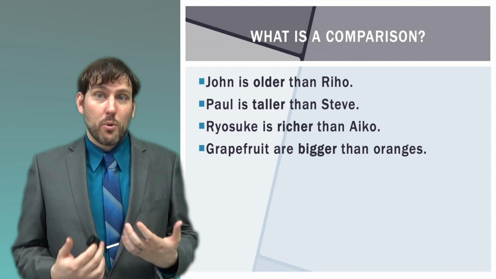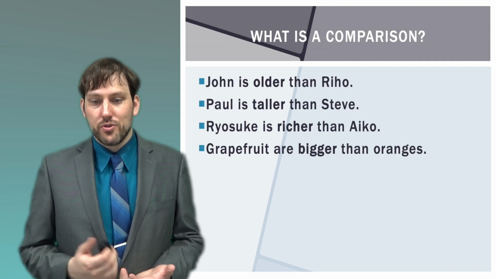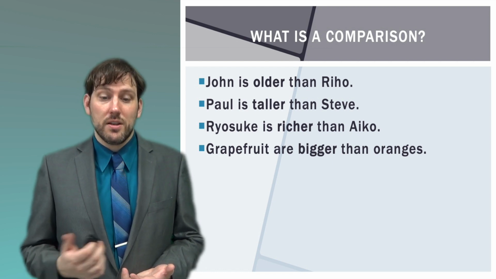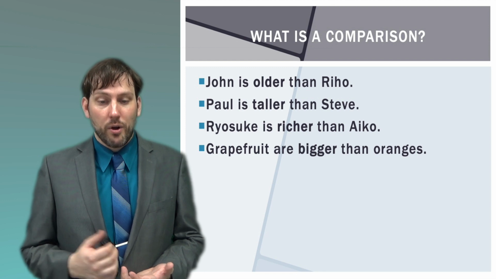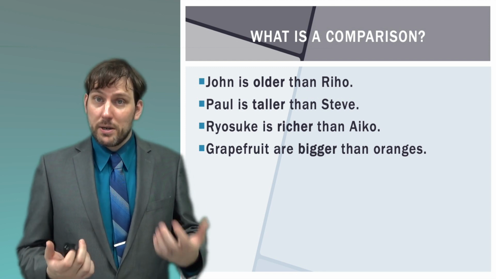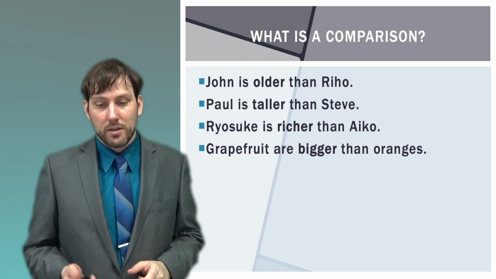To start off, let's look at what a comparison is. A comparison is something like this. John is older than Riho. Paul is taller than Steve. Ryosuke is richer than Aiko. Grapefruit are bigger than oranges. So these are comparisons. We have two objects and we have a sense in which they're being compared.